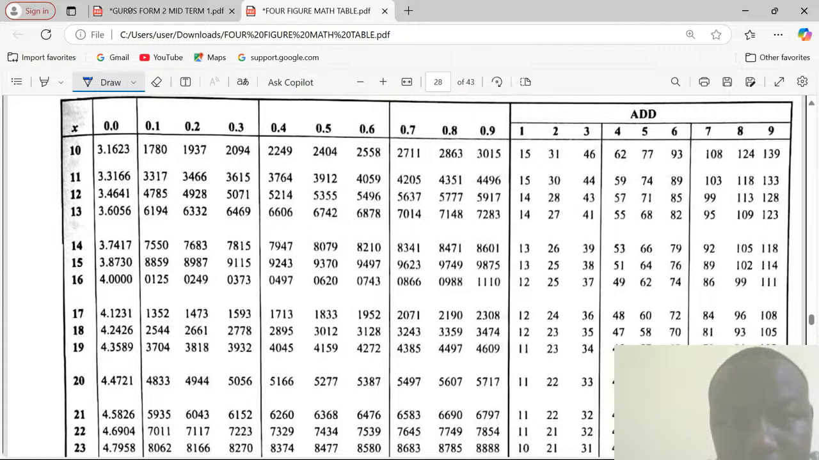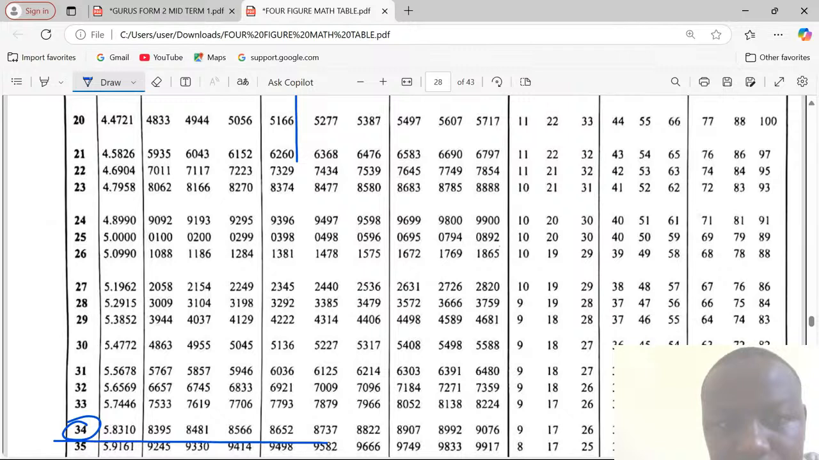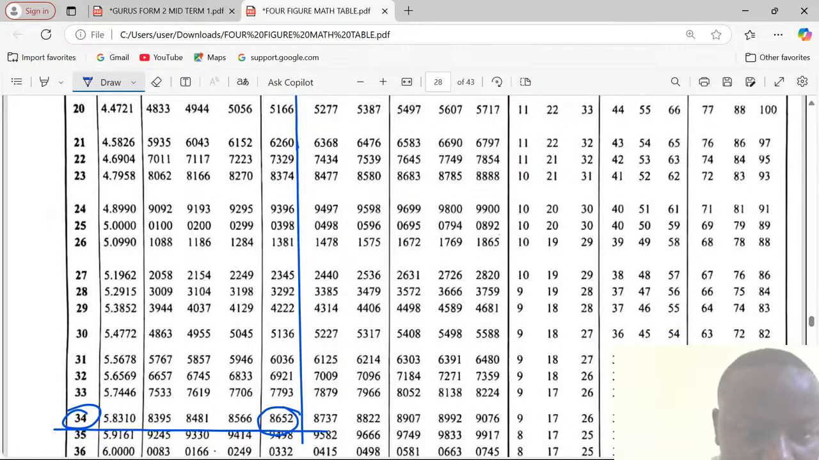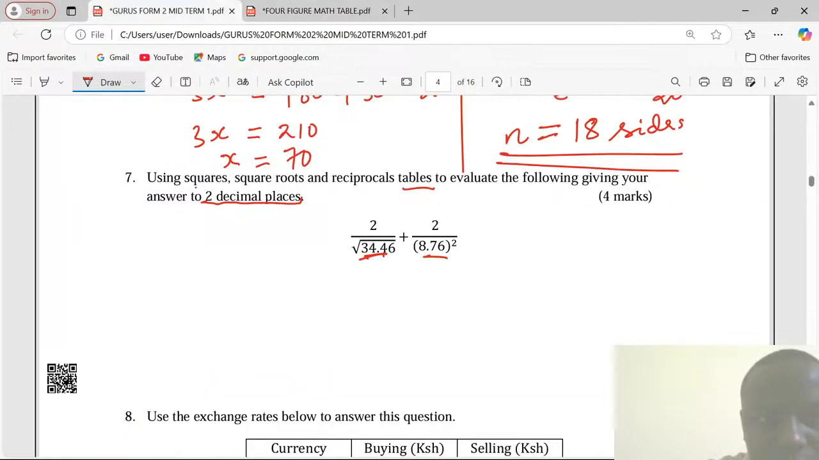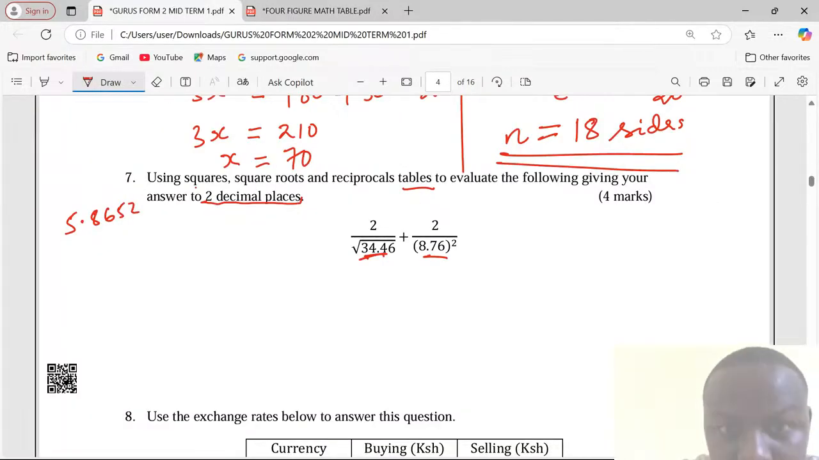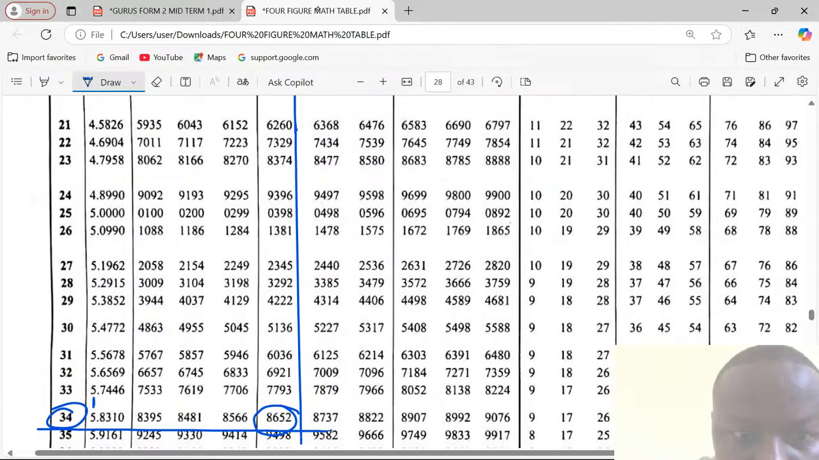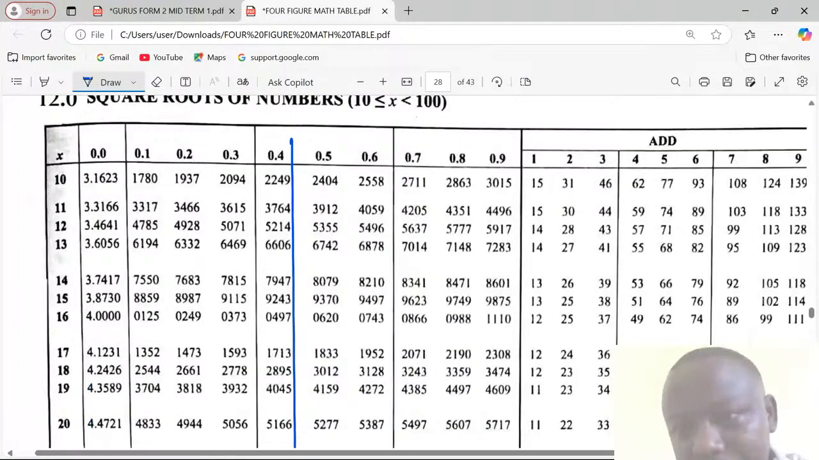So that's 4.4. We have to go down through this column. What I'm finding here is 5.8652. Then we go to the column that has 6 on the differences side. We continue flowing on the differences side until the column that has a difference of 6. We pick the value there.